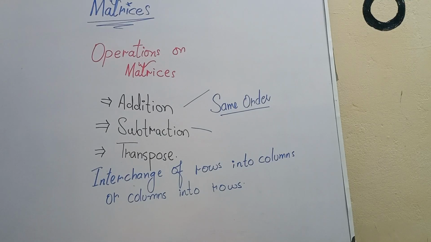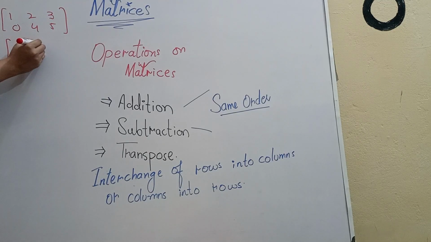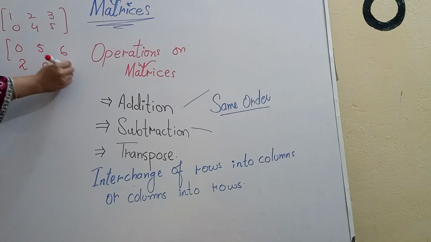For the addition and subtraction of matrices, there is only a single condition, that is same order, which means the matrices you are going to add or subtract must be of the same order. Let's take an example first of addition. Suppose we have a matrix A which has elements 1, 2, 3, 0, 4, 5, and we have a matrix B of 0, 5, 6, 2, 0, 3.